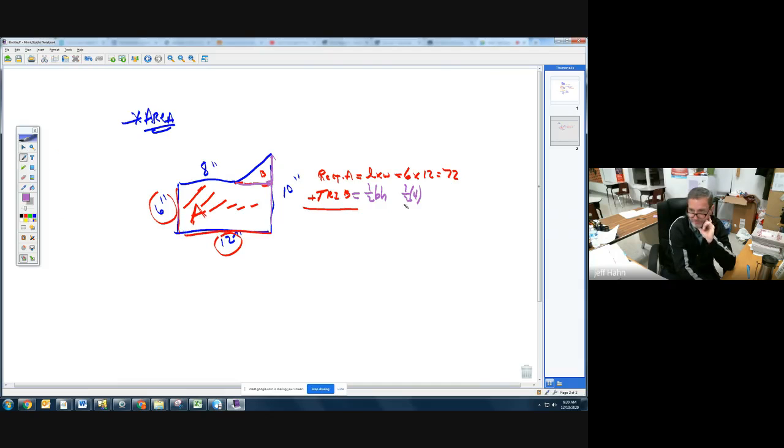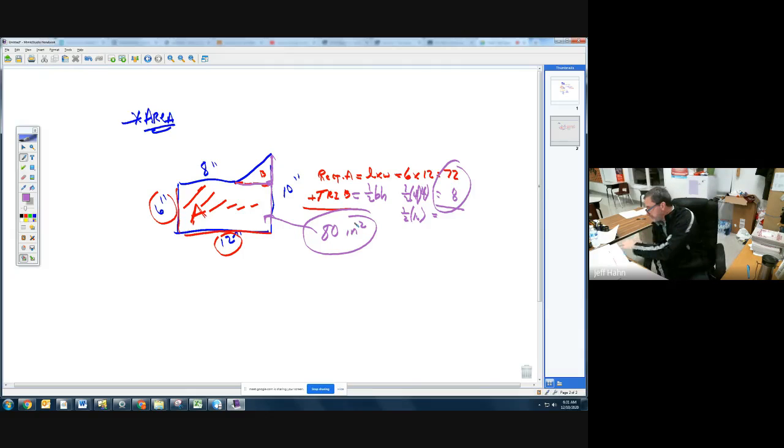Sorry, I lost my pen. Got another 4 for that triangle. So if I do my math here, 1/2 of 16 equals 8. I add my two areas together, and I get 80 for the total area of that. 80 square inches. And that, ladies and gentlemen, is how you do area of complex shapes.